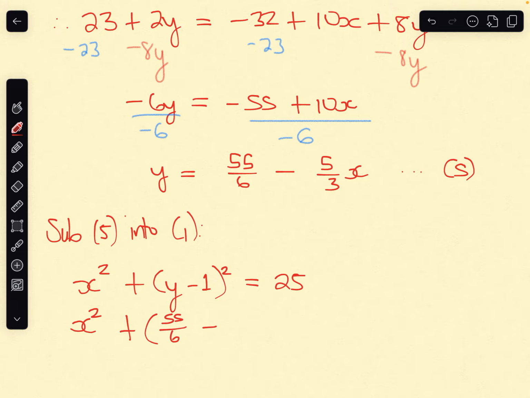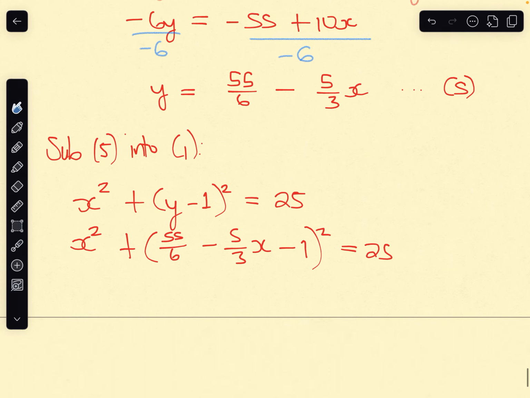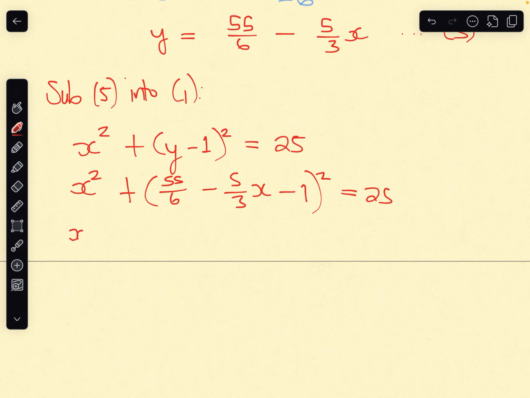So we have 55 over 6 minus 5 over 3x, all minus 1, squared is equal to 25. So I'm just going to go ahead and simplify what's inside the bracket firstly. So 55 over 6 minus 6 over 6 is 49 over 6. And then we multiply out.